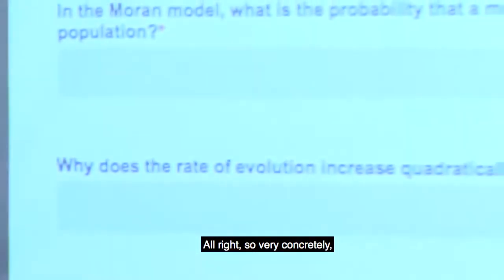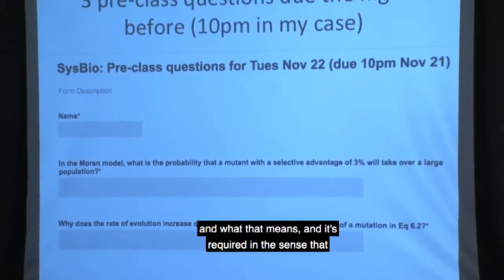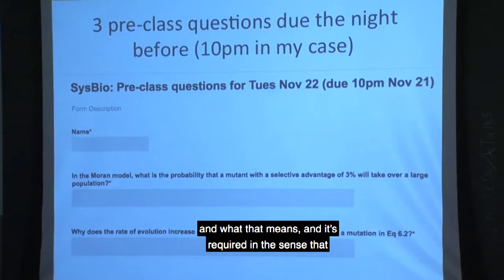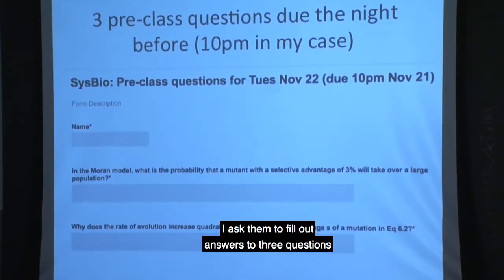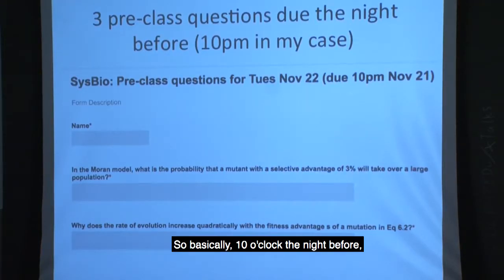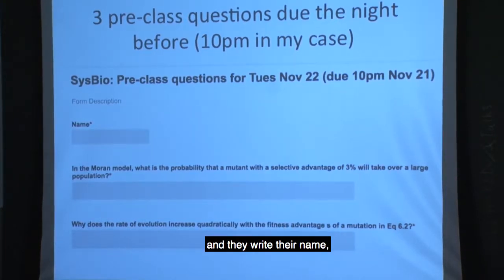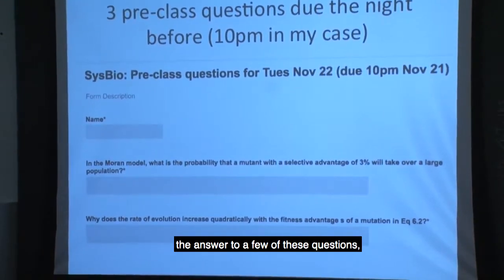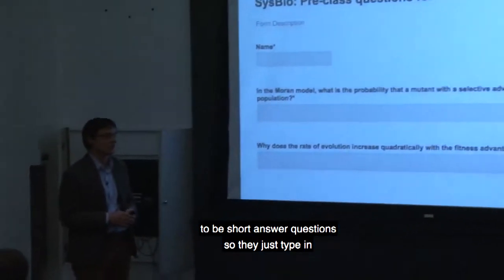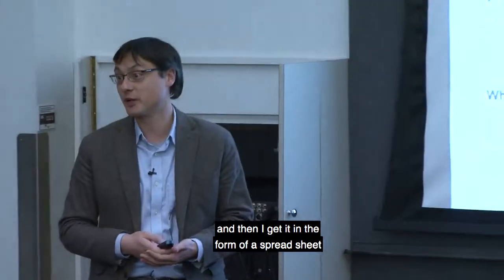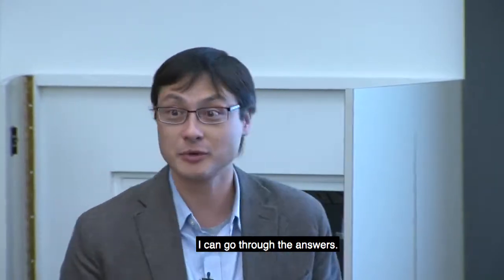All right, so very concretely, the syllabus has some pre-class reading, and it's required in the sense that I ask them to fill out answers to 3 questions the night before. So basically, 10 o'clock the night before via Google Forms, they just click the link and they write their name and the answers to a few of these questions, and the idea is they're really supposed to be short answer questions. Then I get it in the form of a spreadsheet, and that night at say 10:30, I can go through the answers.